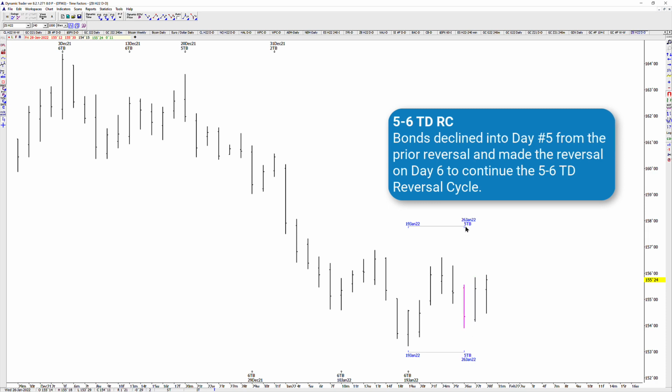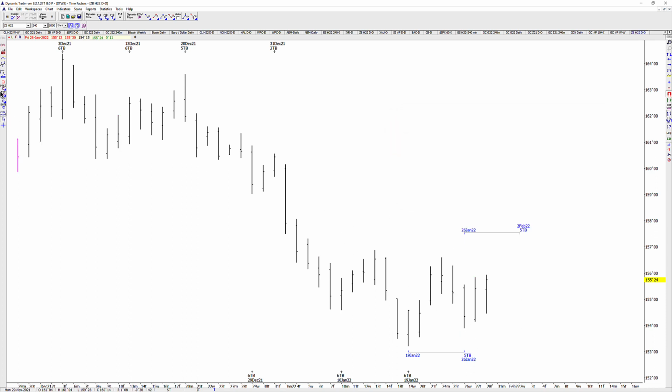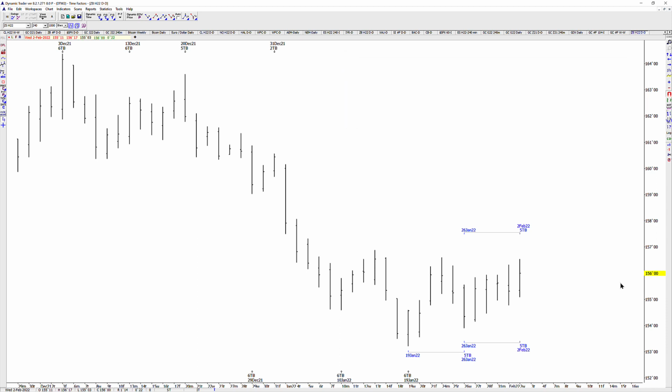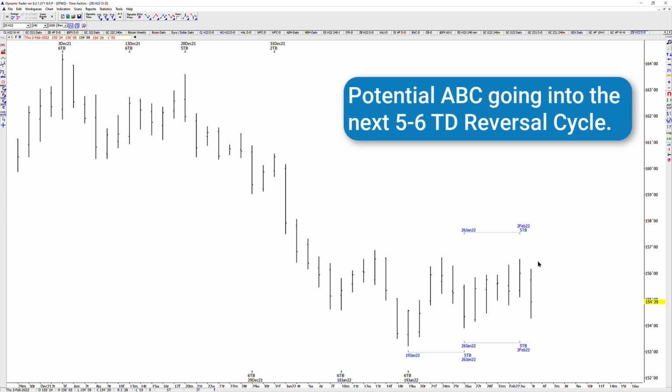So what would we want to do? Well, we would want to count forward that 5 and 6 days again, like so, and then we're not going to be prejudiced whether it's a high or a low. We'll just have to look at the market as it goes into that day. So that 5th or 6th day, we can see as of that day, it's gone essentially up. And there we are, that's day number 5. Probably the 5th or 6th day is bonds making a reversal, and it looks like a potential ABC correction. And let's just add another day.